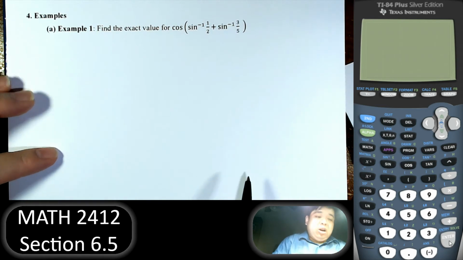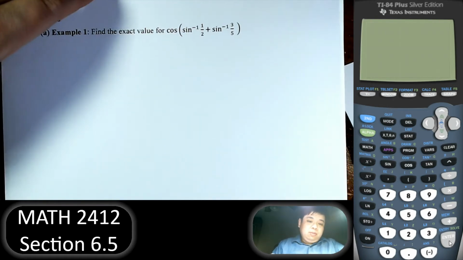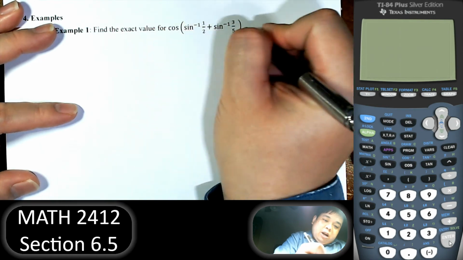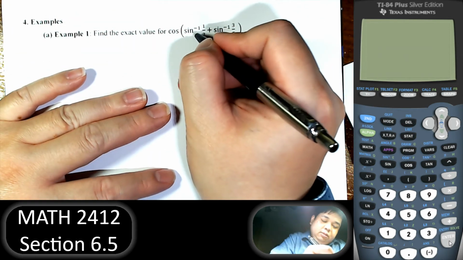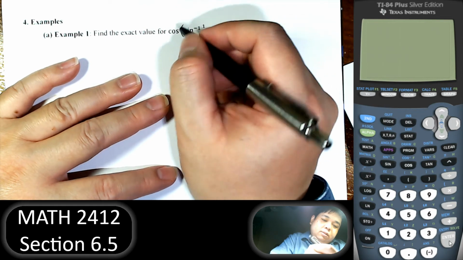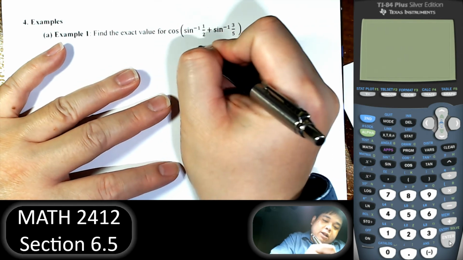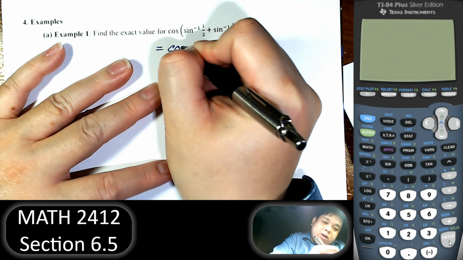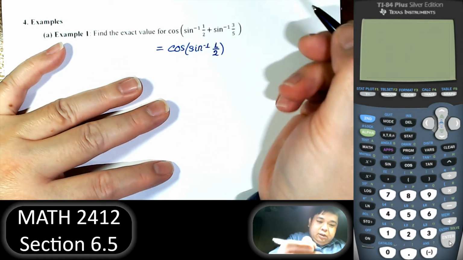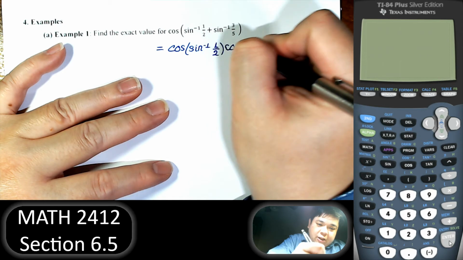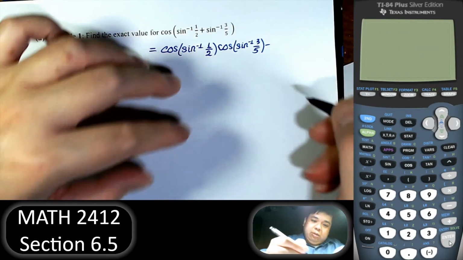Now, let's try to simplify this. Simplify cosine inverse of that plus, okay. So cosine of a sum is equal to cosine of sine inverse of 1/2, and then cosine of sine inverse of 3/5. Well, I need to write smaller.